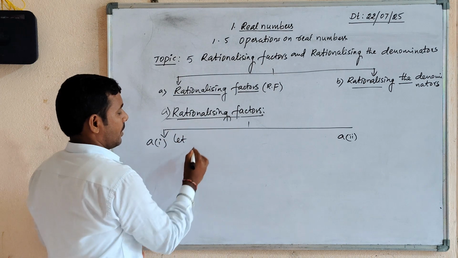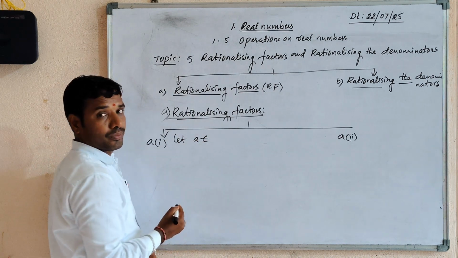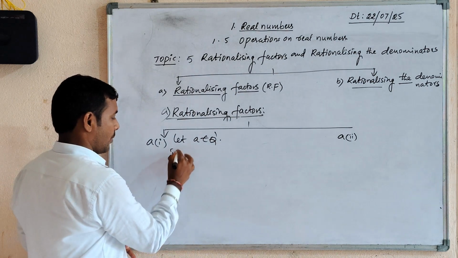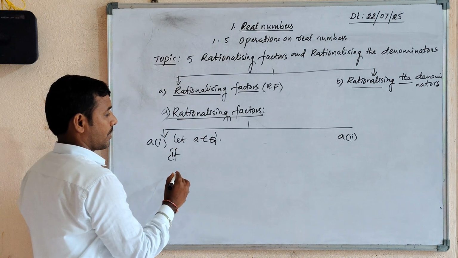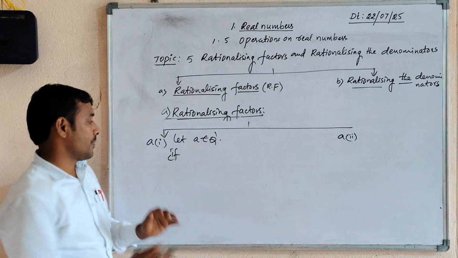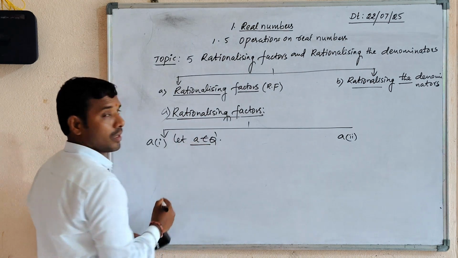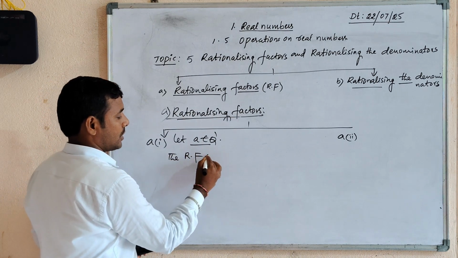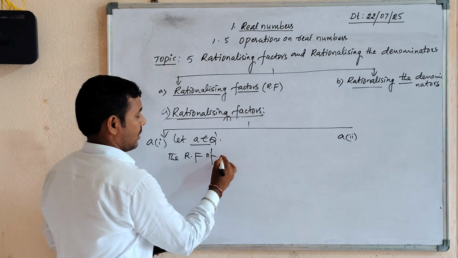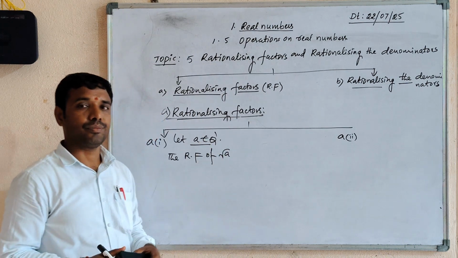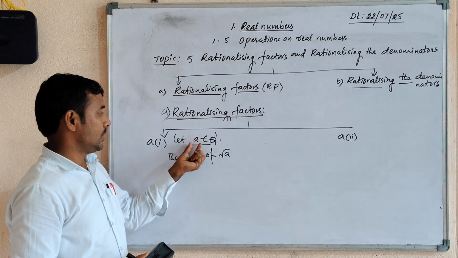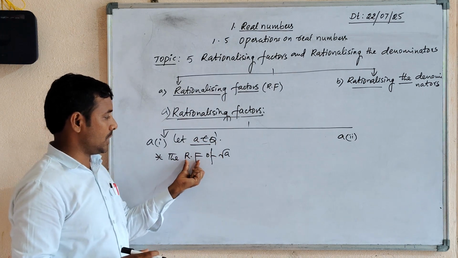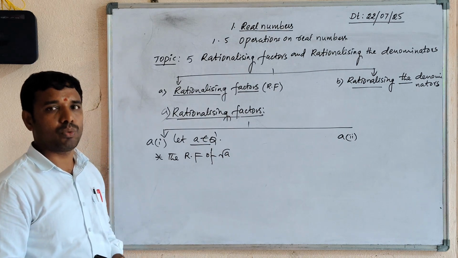Let A belong to irrationals. The rationalizing factors of square root of A, where A belongs to irrational. Now next, the star symbol: the rationalizing factor of root A is square root A.